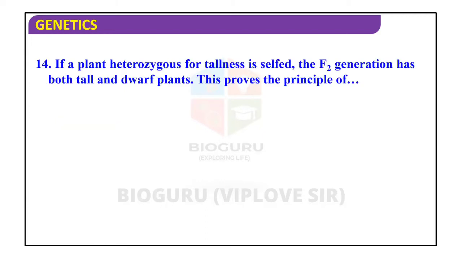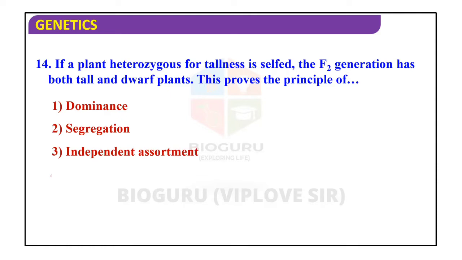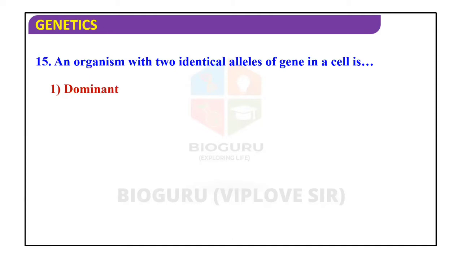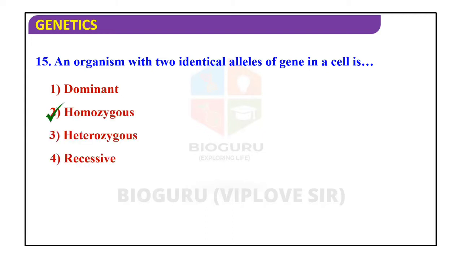That's good. If a plant heterozygous for tallness is selfed, the F2 generation has both tall and dwarf plants. This proves the principle of dominance, segregation, independent assortment, or incomplete dominance? Yes, it is segregation. An organism with two identical alleles of a gene in a cell is dominant, homozygous, heterozygous, or recessive? Yes, you are right. It is homozygous. That's good.